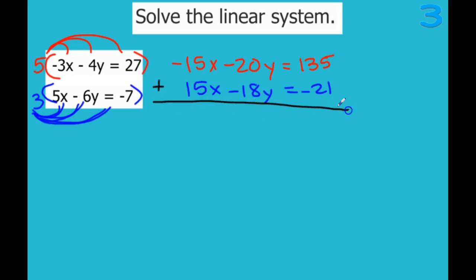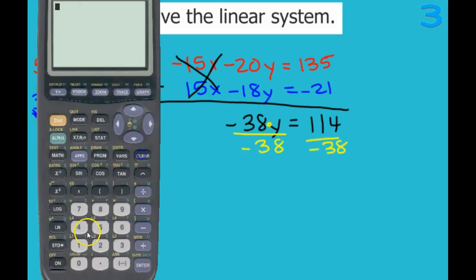Now we can add these up to eliminate our x's. Those are opposite numbers, so they eliminate. Our y's are all negative, same sign, add and keep, so we really have a negative 38y. And then 135 minus 21, we can just subtract. 5 minus 1 is 4, 3 minus 2 is 1, so we have 114. And then the opposite of multiplying is dividing by negative 38. So this is where you might want your calculator again. 114 divided by a negative 38 gives us a negative 3.